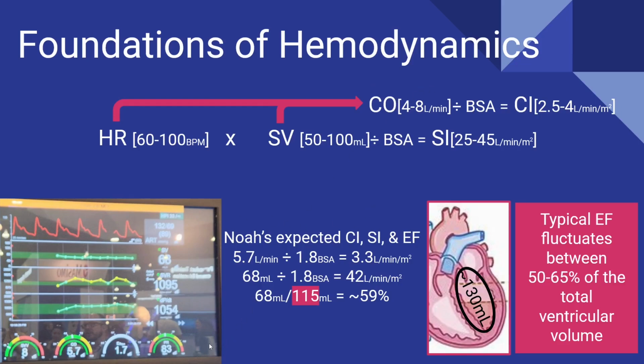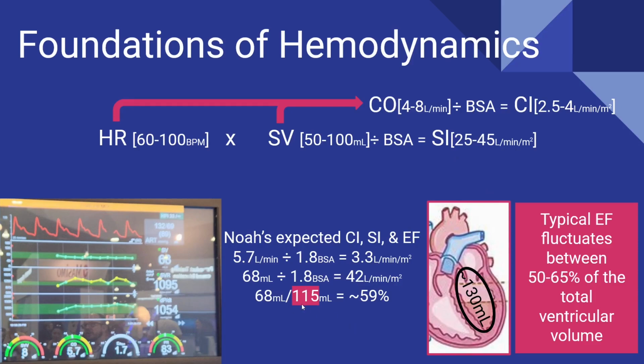And then you can see my stroke volume here is 68. That's good. That's within range. So you could take these numbers and divide them by my body surface area here, 1.8, and you could get values. So my cardiac index here is 3.3. That's good. My stroke volume divided by my body surface area gets me my stroke index. That's 42. That's good.